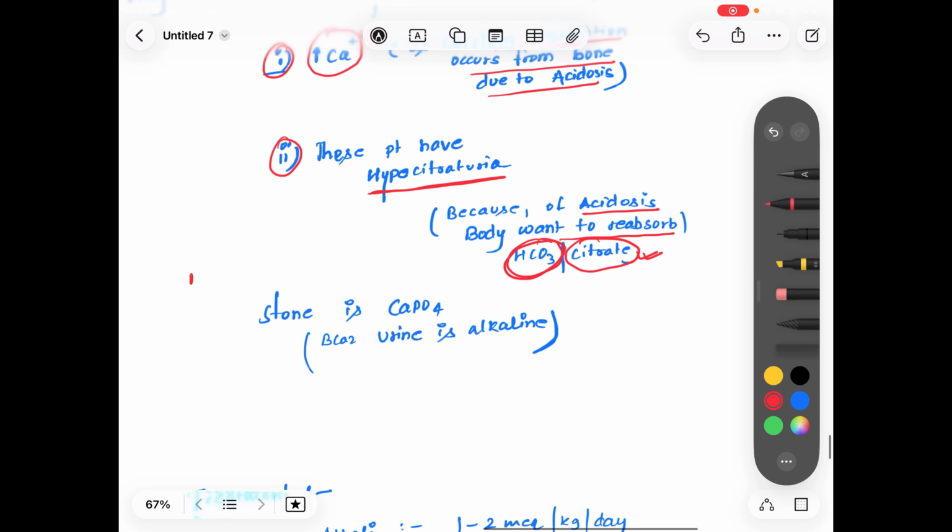So in alkaline pH, which type of stone formation occurs? It is calcium phosphate. We already discussed this.